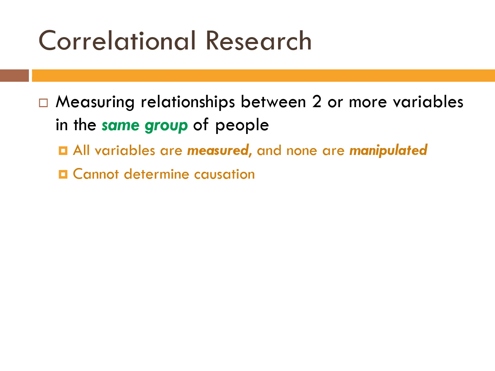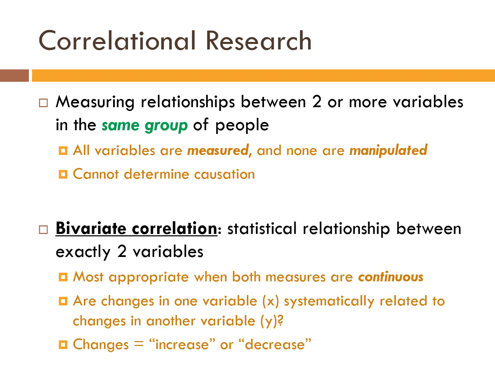Now, if we are doing multiple variables, then we're going to be doing a multivariate analysis. But most of the time, we're just sticking with 2 variables, doing what's called a bivariate correlation. Or at least, I should say, most of the time in this course, we're going to be focusing on that. In fact, for your project, some of you have chosen to do 2 continuous variables to see how they're related to each other. That again is a bivariate correlation. This is when you're finding the statistical relationship between exactly 2 variables, and it is usually the most appropriate when both measures are continuous, just like your project.